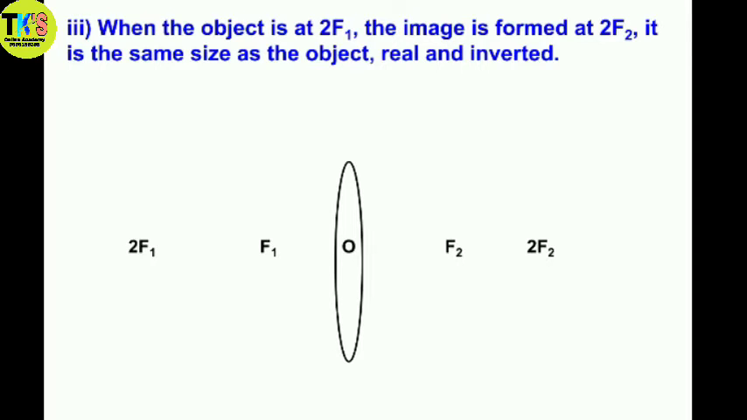Third case, when the object is at 2 times f1, the image is formed at 2 times f2. It is the same size as the object, real and inverted. You can see in this slide.